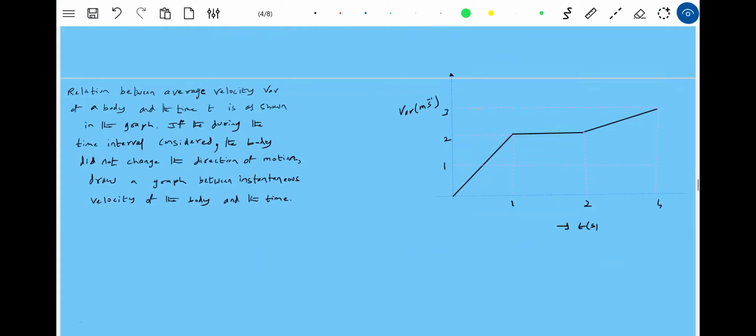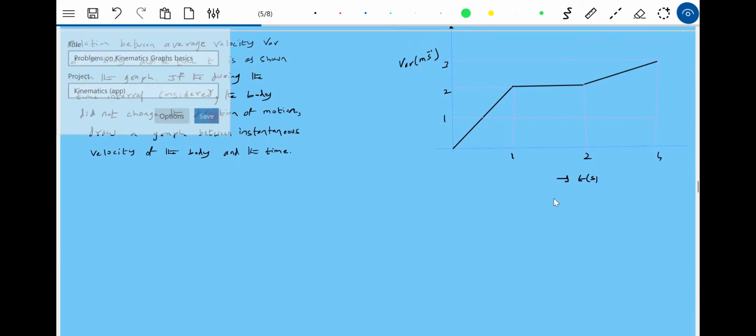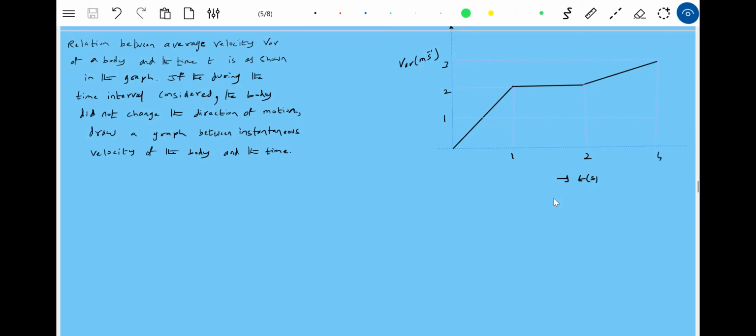Okay, let's take the next part. We have to find out the relation between the average velocity of a body and the time t as shown in the graph. If during the time interval considered the body did not change direction of motion, draw a graph between the instantaneous velocity of the body and the time. Average velocity versus time is given. We have to calculate the instantaneous velocity versus time graph. That should be plotted.